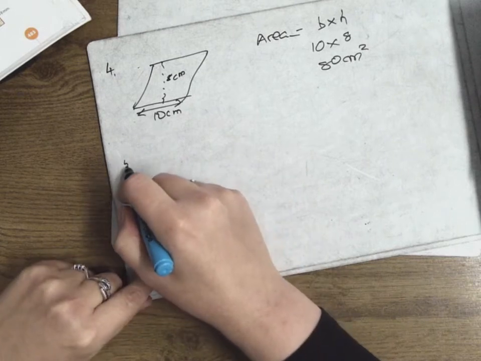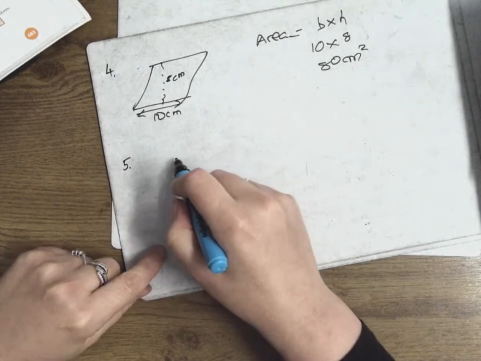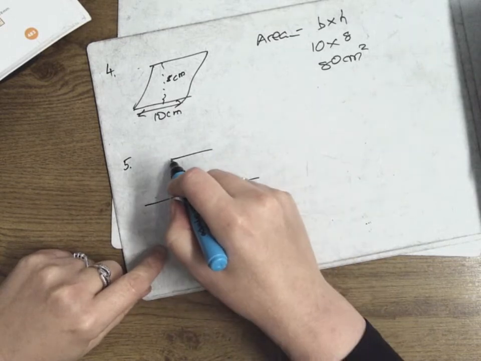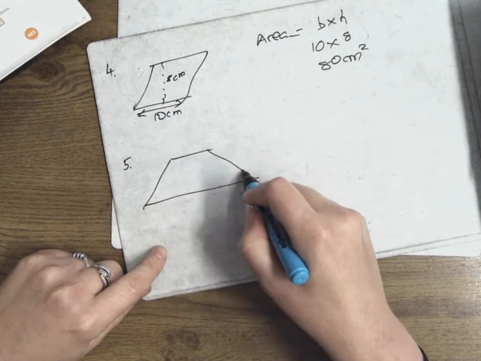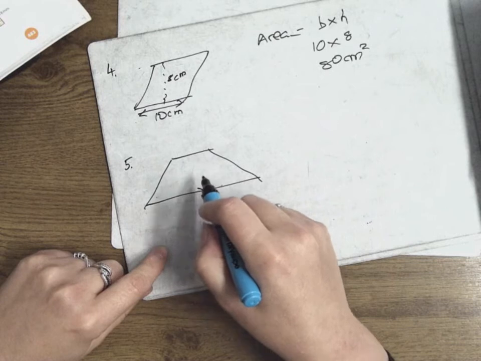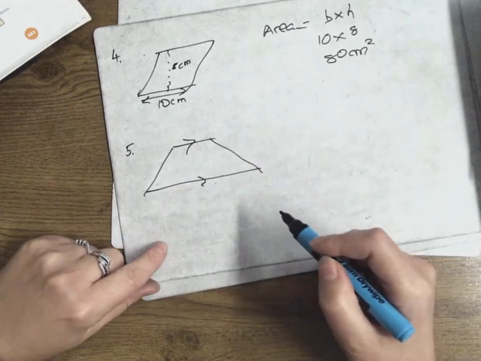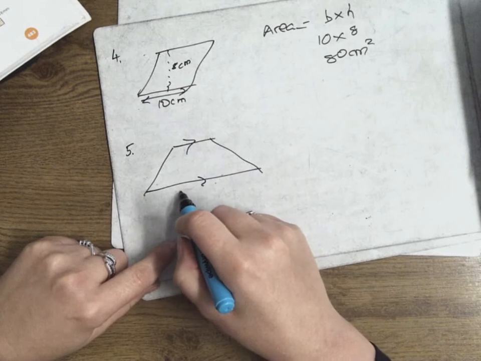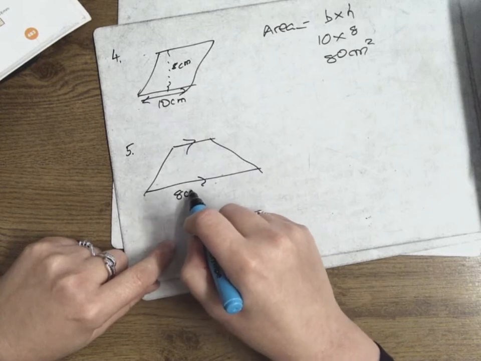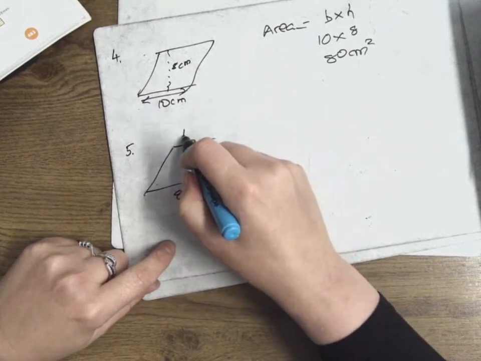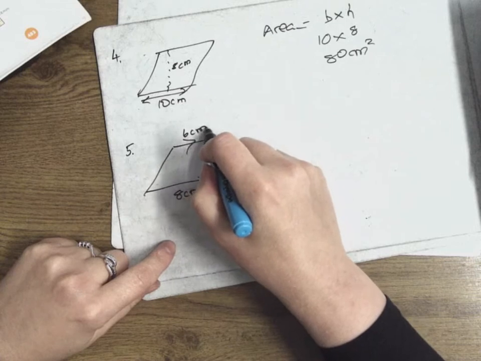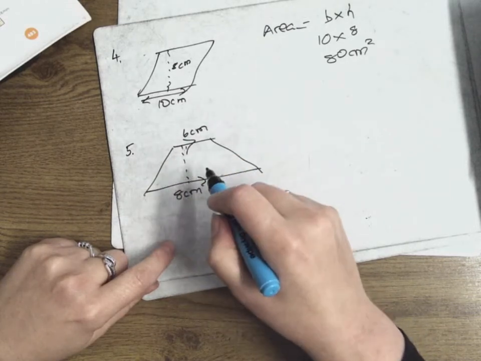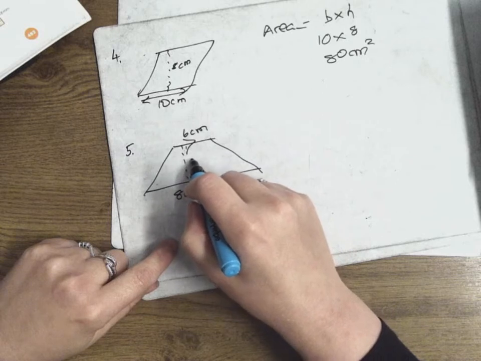Number 5, I'm going to do a trapezium. So if I have a trapezium like so, remember, 2 parallel lines, so they have to give you the measure of each parallel line. So I might say this one is 8 centimeters and this one is 6 centimeters, and we need to have the distance between them, which is the height, and I'll call that 5 centimeters.